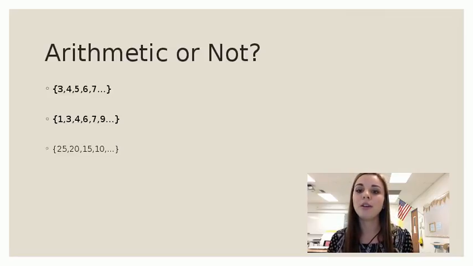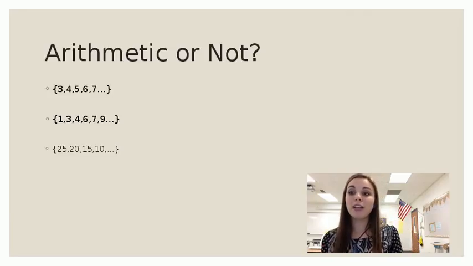Number 2: 1, 3, 4, 6, 7, 9. So you see here, when we go from 1 to 3, we go up by 2.